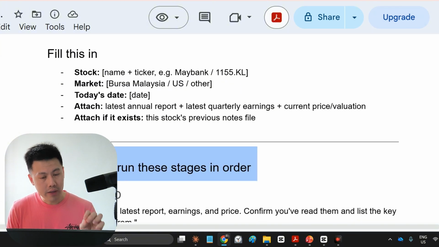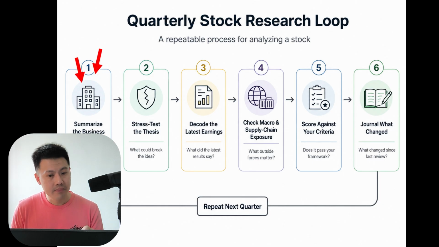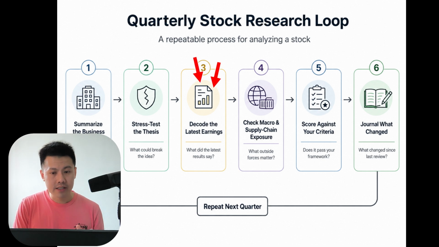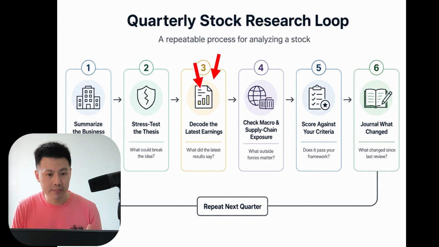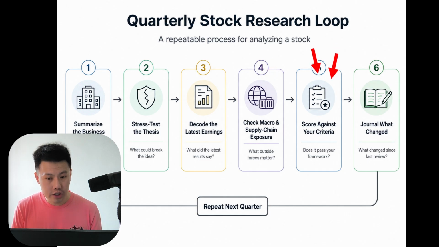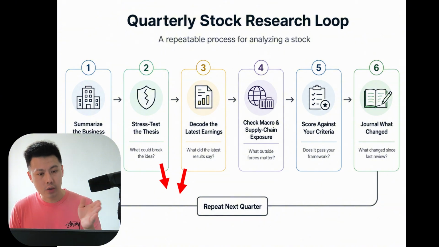skill, right? So when applied to stocks, right, a loop might be summarize the business, then stress test the thesis. After that, decode the latest earnings. Next, check macro, supply chain exposure, then score against your criteria and journal what changed. And then you just repeat the same loop on the next quarter.